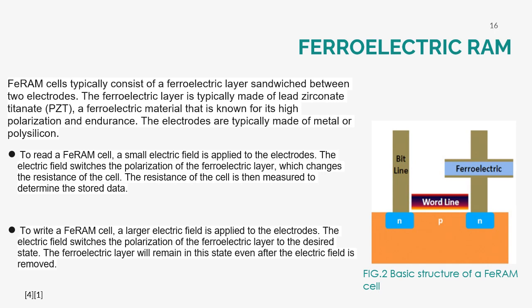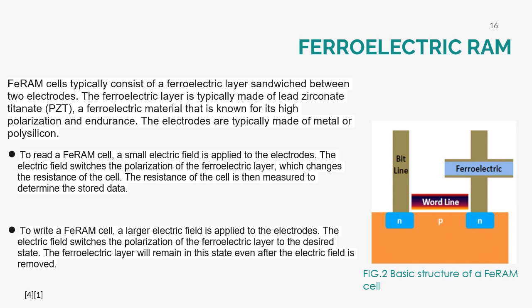Moving to the operations involved in ferroelectric RAM. First, to read an FeRAM cell, a small electric field is applied to the electrodes. The electric field switches the polarization of the ferroelectric layer, which changes the resistance of the cell. The resistance of the cell is then measured to determine the stored data.